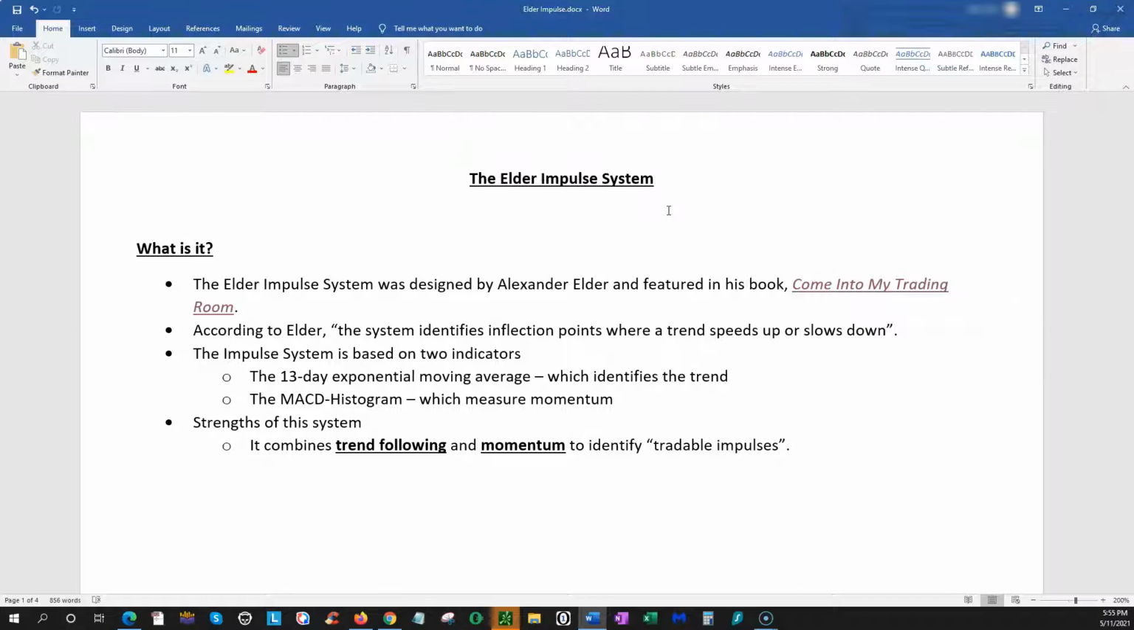What is it? It is a system that was designed by Alexander Elder. It was featured in his book, Come Into My Trading Room, which, by the way, guys, I've been a professional trader now for 11 years. This book I've read 3 times, and it was a major game change in how I trade. It changed so many things for me. It is one of the best trading books out there. There's many, many good ones. This is one of the good ones that you definitely want to read, especially if you're a newer trader.